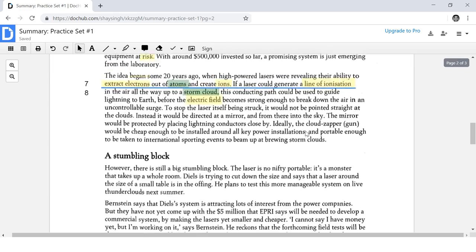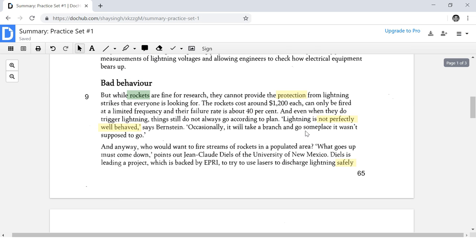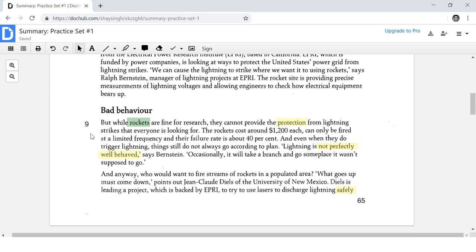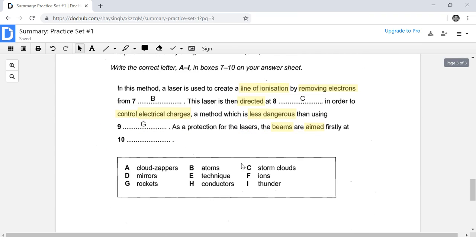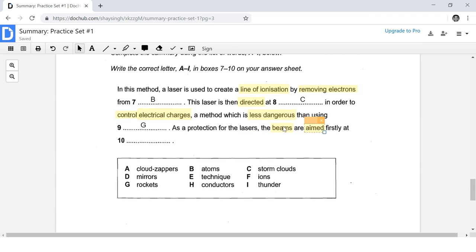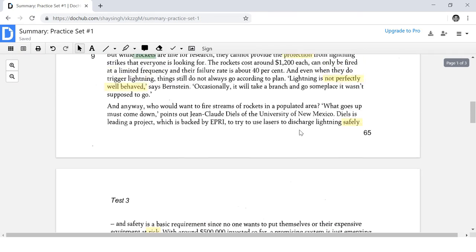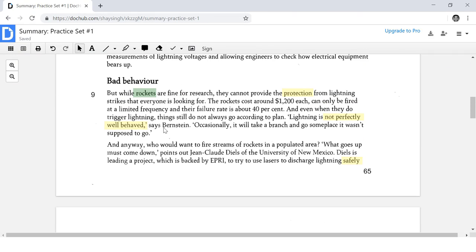Let's look for that. I'm looking for beams and aimed. So I found the answer to question number 9 over here, so I'm expecting to find the answer to number 10 after number 9, somewhere down here perhaps. Let's see. So it mentioned the protection up here, but I don't see anything about what the beams are first aimed at. I don't see anything about the beams being aimed at something over here.